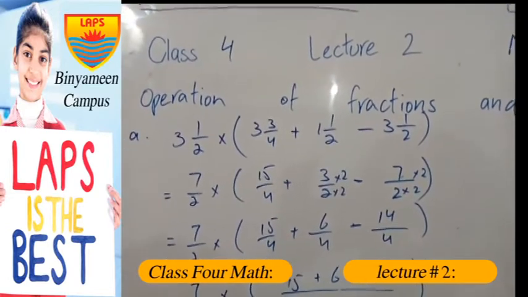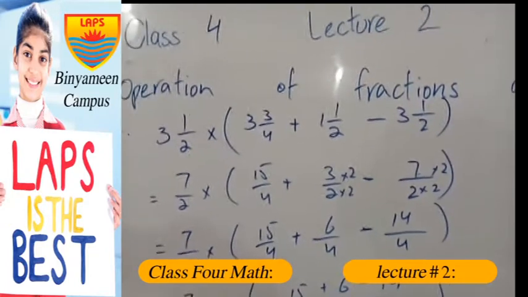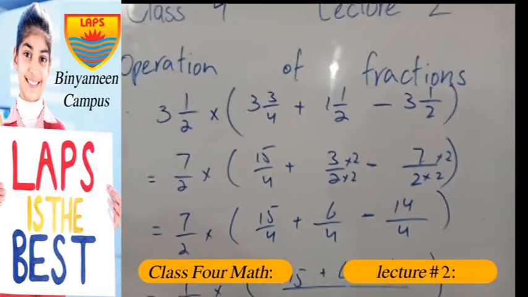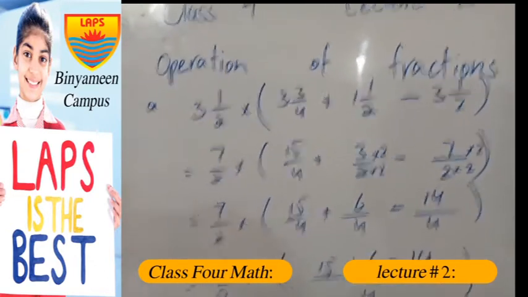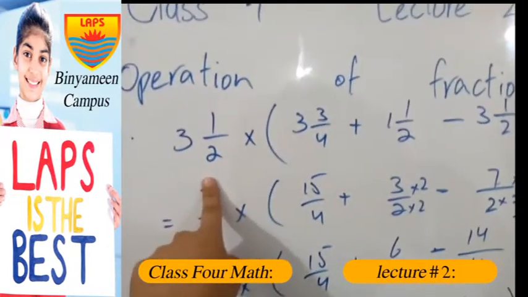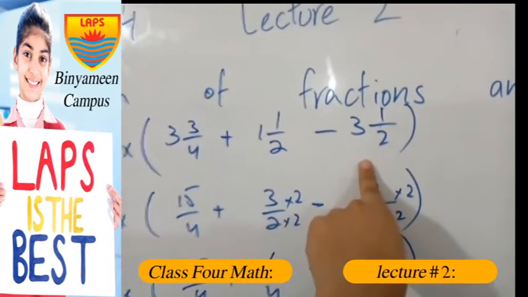Tomorrow's assignment is word problems involving fractions and mixed fractions. So today we will be performing some operations on fractions. I have solved a question here on the board, and some of the questions will be assigned to you as a homework assignment. The first question says 3 and 1 over 2 multiplied by the bracket of 3 and 3 over 4 plus 1 and 1 over 2 minus 3 and 1 over 2.